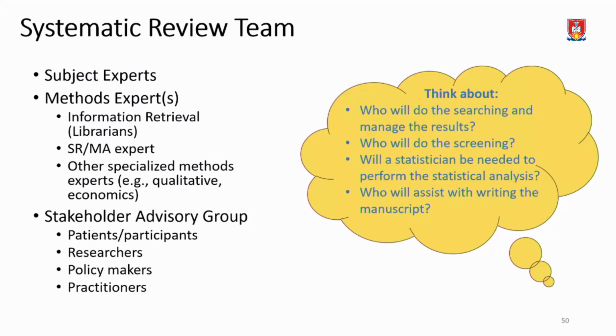Then we have method experts, people who have expertise in systematic review and meta-analysis. You need them to guide you through the process. They will say we have missed this step, let's do it this way, or even when we are drafting the protocol, these are what we need to do. Then information retrievers, usually librarians. If you don't have the expertise for comprehensive searching, you will need them.